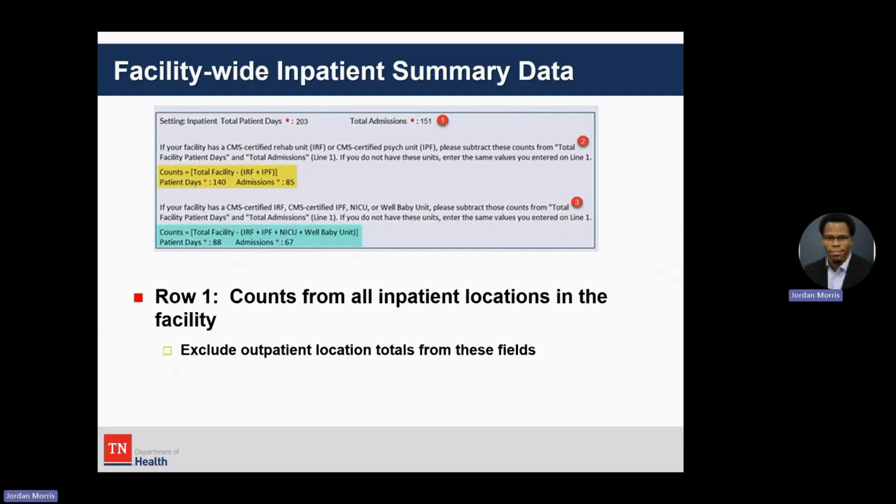Row 1 is the total number of patient days and admissions from all active inpatient locations from your facility. This excludes outpatient location totals from these fields. In this example, we have 203 patient days and a total admissions of 151.